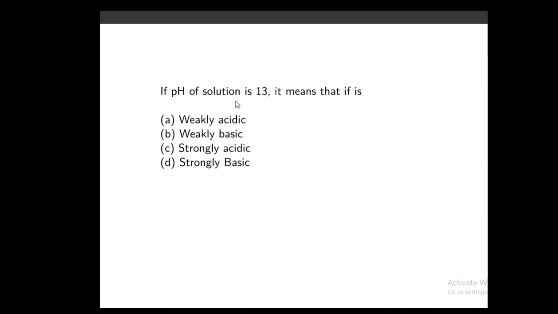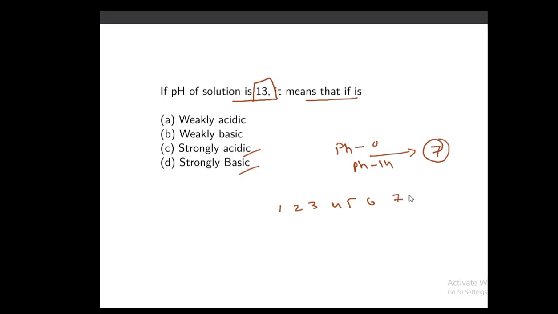So next question, if the pH of a solution is 13, it means what? Weakly acidic, basic, strongly acidic, strongly basic. You all know the pH values, right? Taking from 0, the pH value 14 is the last one, right? So here the neutral pH value is nothing but 7. Middle it will be there, right? 1, 2, 3, 4, 5, 6, 7, 8, 9, 10, 11, 12, 13 and 14. So here 7 is the middle number. Here the pH will be neutral, right?